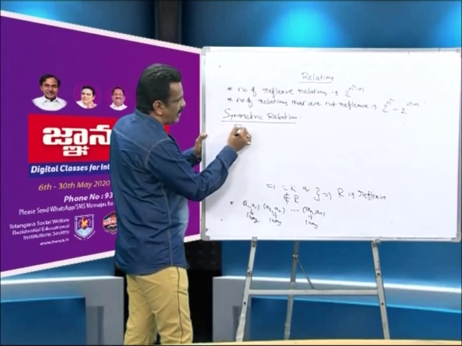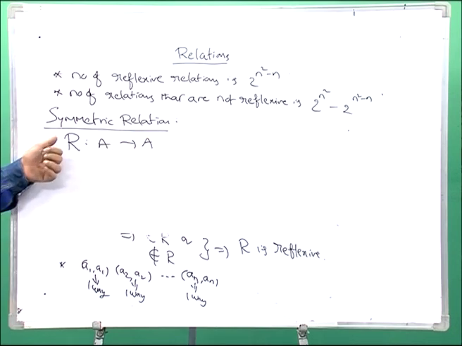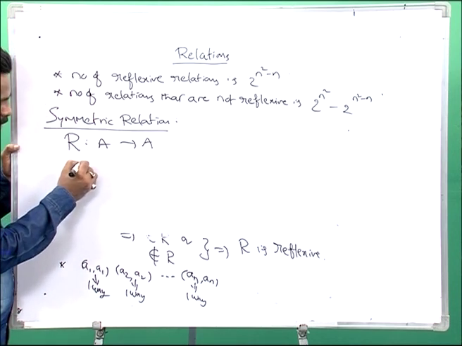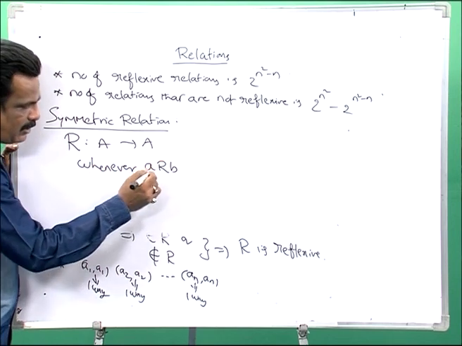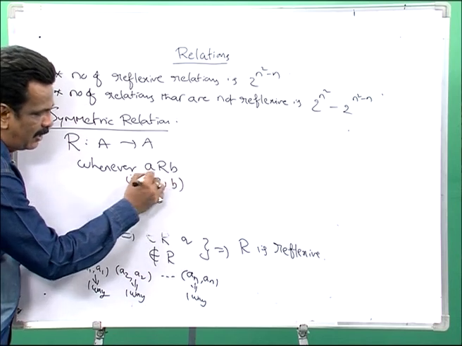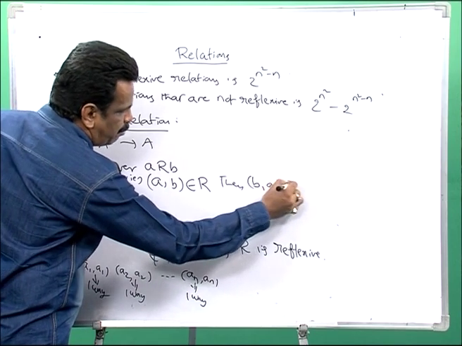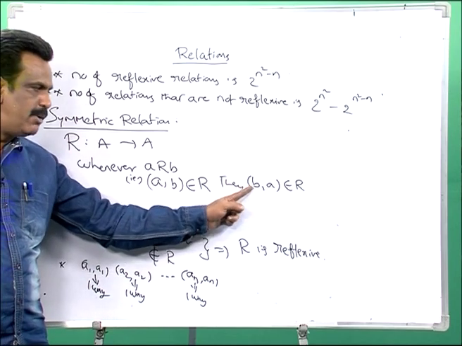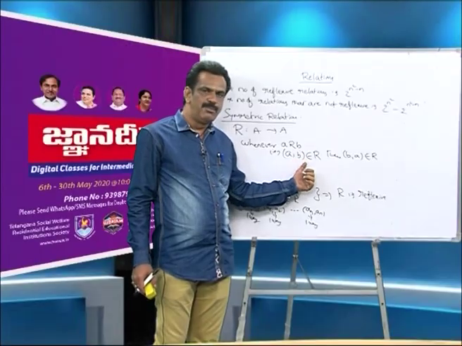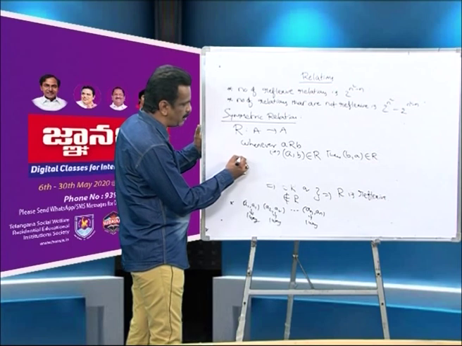So again we are taking a relation R defined from A to A. It means R is a relation defined on A we are taking, in which case we can say the relation is symmetric. For that we can discuss here, whenever the ordered pair A comma B is in R, then B comma A must be in R. So whenever A is connected to B, definitely B must be connected to A. So if A is connected to B and B is connected to A, then we can say the relation is symmetric.